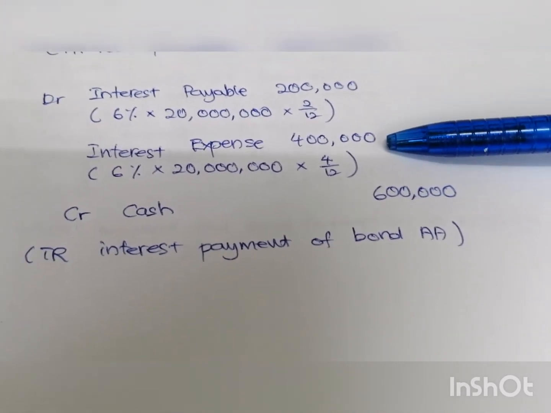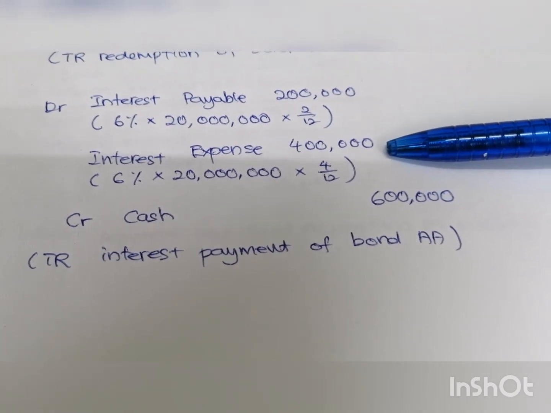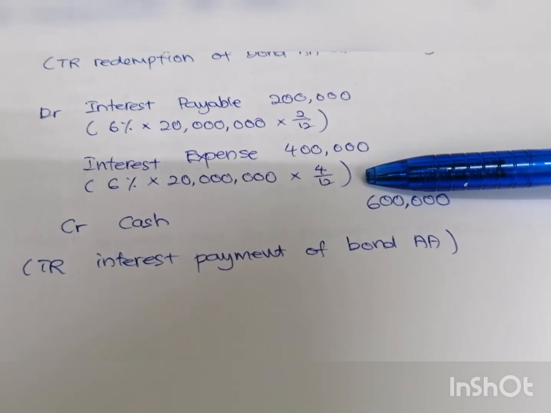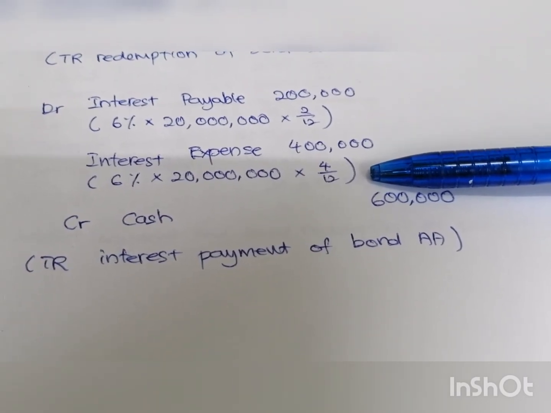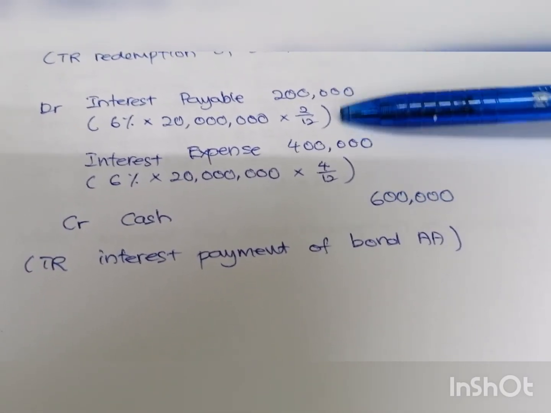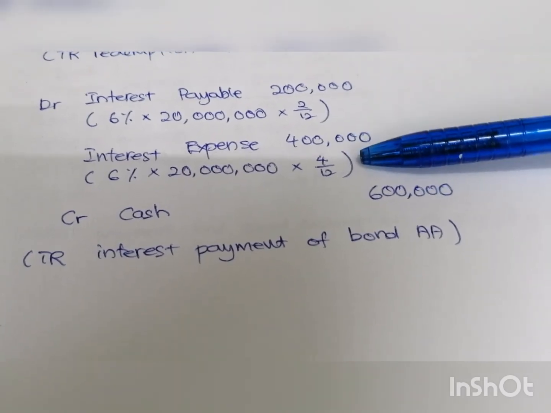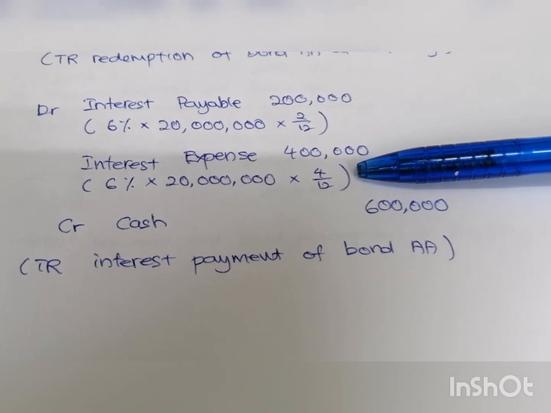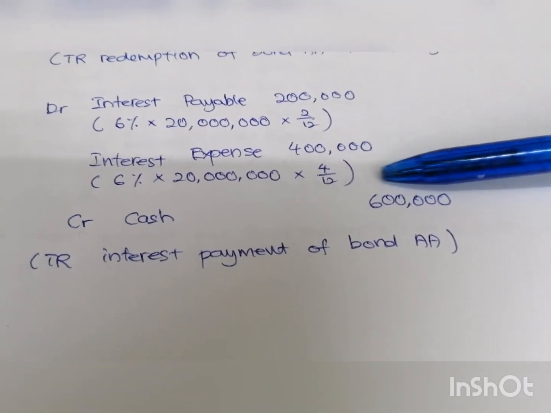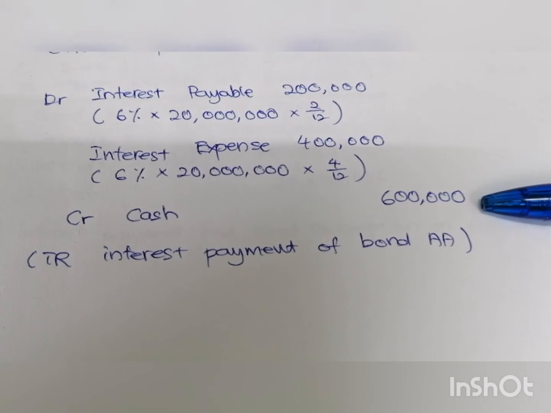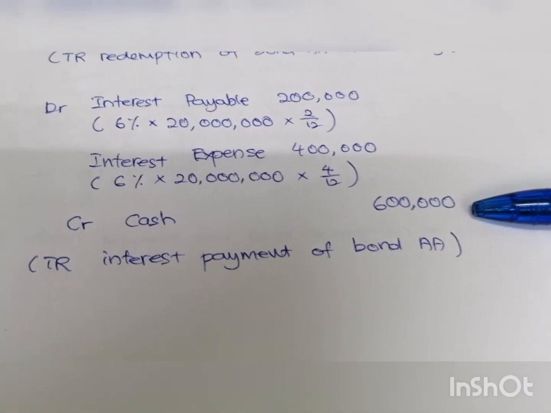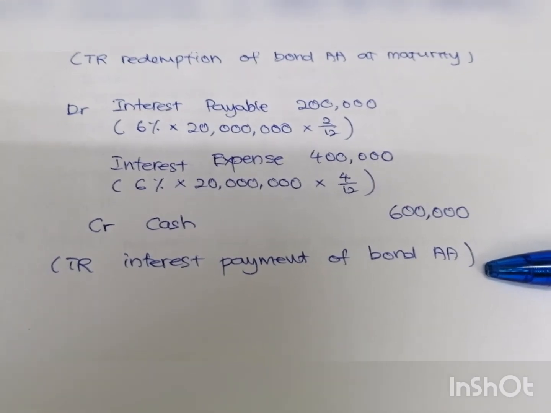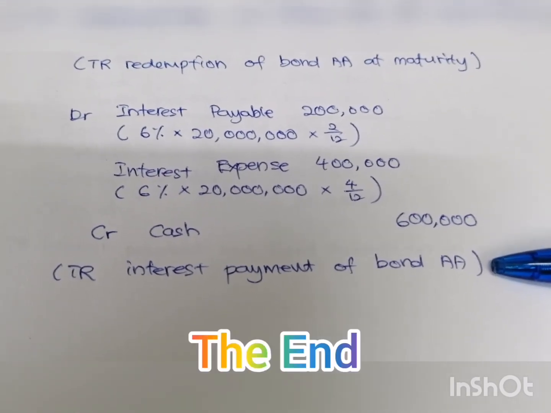So for the other one, interest expense, okay, 400,000. So I used 6% times 20 millions times 4 months. So this total is 6 months. Am I right? Because the interest should pay in every 6 months. So by that, the company should credit cash 600,000. So explanation will be to record the interest payment of bond AA.